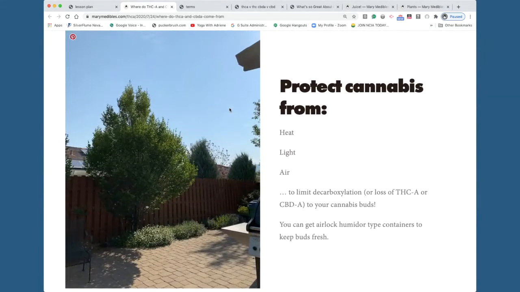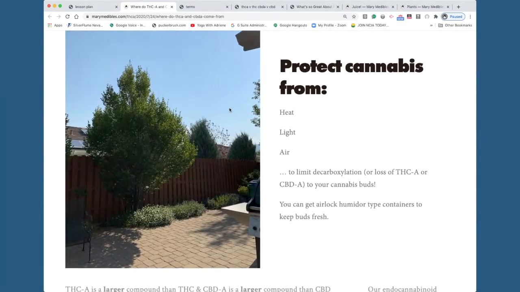That's why you want to protect your cannabis from heat, light, and air, because it'll limit the loss of THCA or CBDA in your cannabis buds. You can get airlock humidor type containers to keep buds fresh, which is really handy. I use mason jars because it's easy to grab.